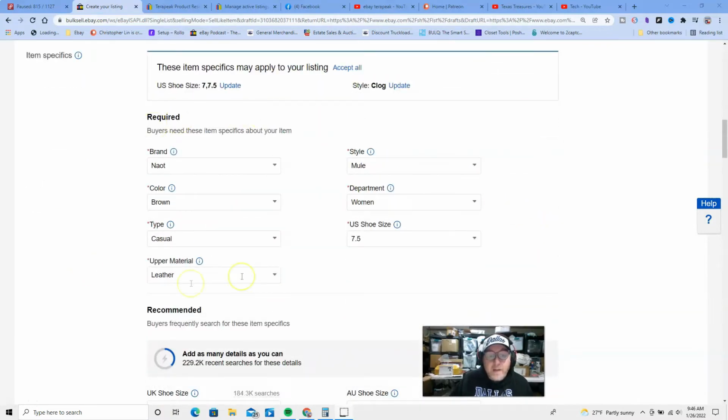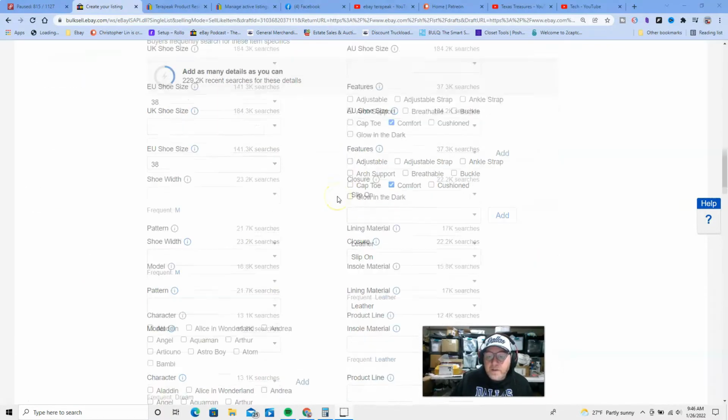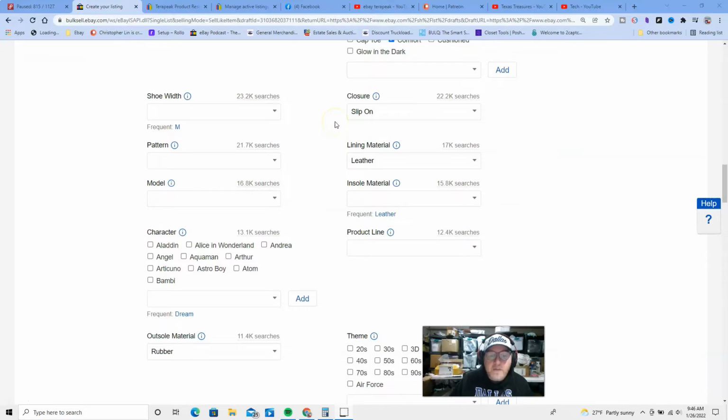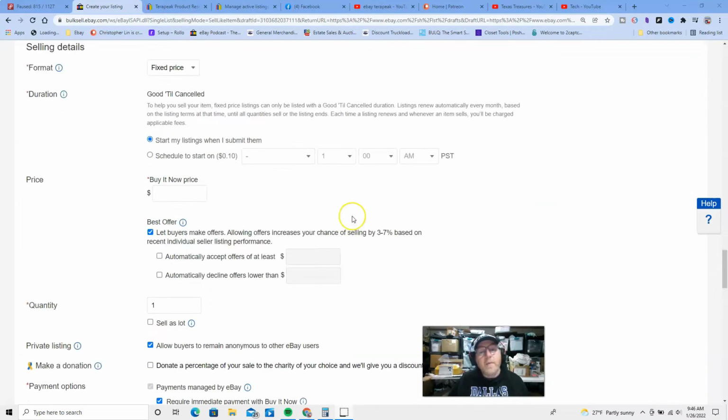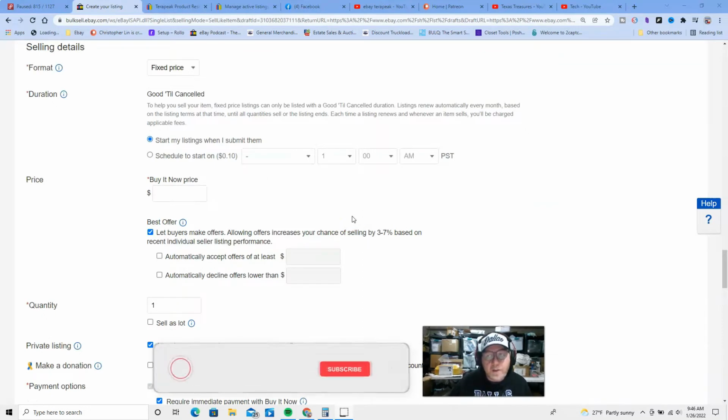I have all of my required item specifics. I have the important recommended ones. I have the description filled out. And now I'm at the pricing. And this is where Terapeak really comes into shine.